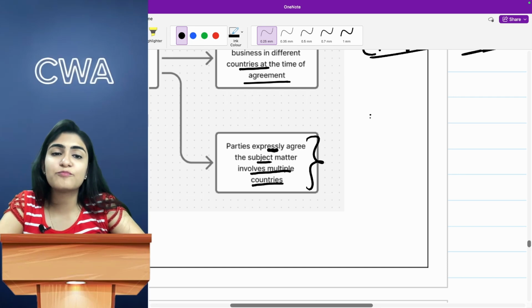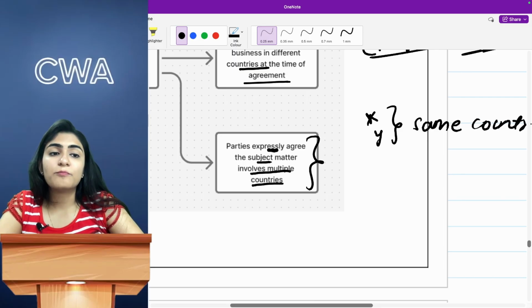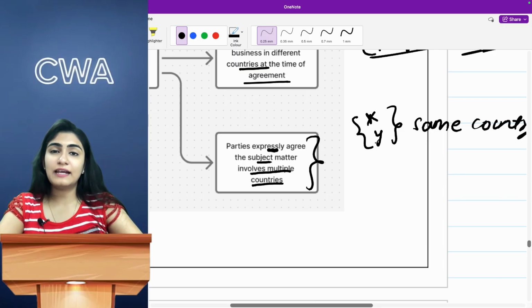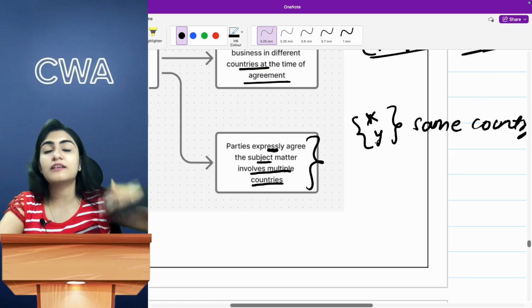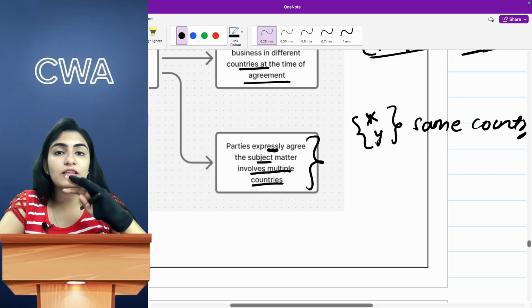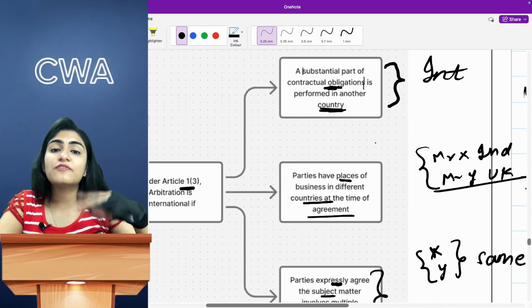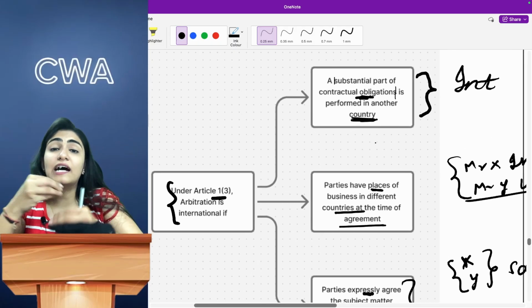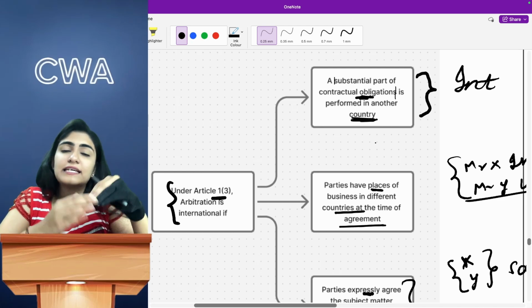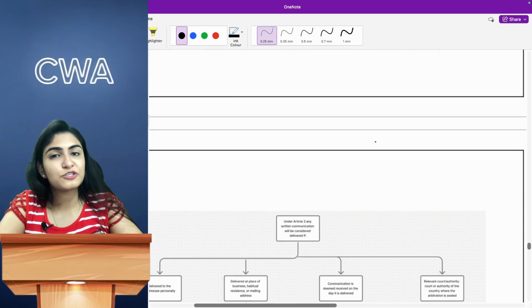So again, let's say both the parties are from the same country, but they mutually agree that if at any point of time any dispute arises, we will refer to an international arbitrator, or this contract is an international arbitration agreement. If at any point of time any of these three clauses are applicable, then and only then is it an international arbitration agreement, or an international arbitration clause exists.